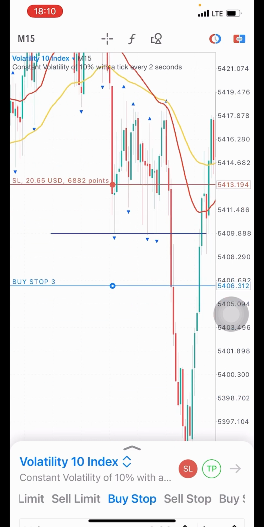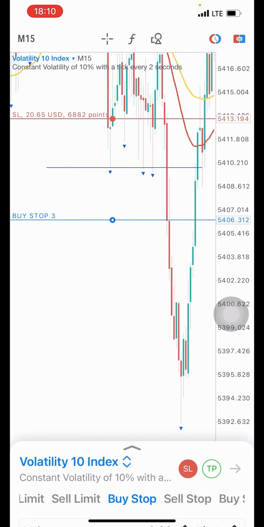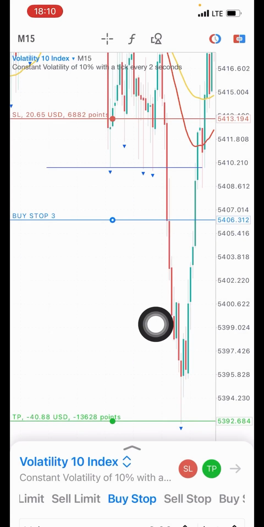Okay, so then you target times 2 of that, right? You target times 2 of what you are risking. So you can see in this case is $40. And see I'm risking $20 and I'm targeting for $40 here. All right, so that's how you go. So that's how you trade with this strategy.